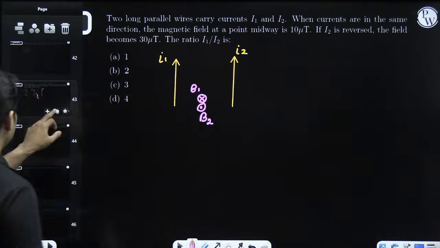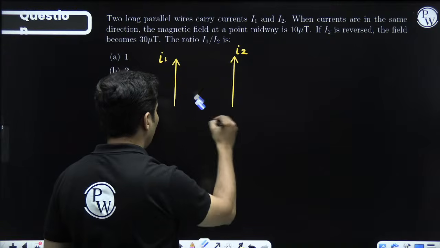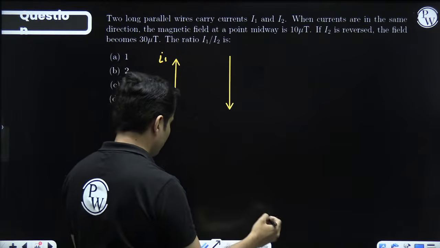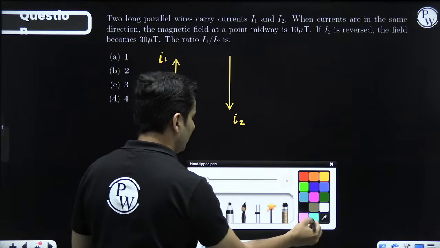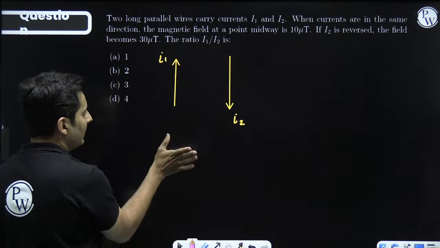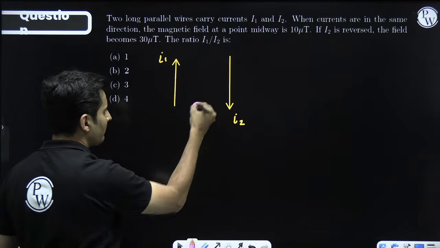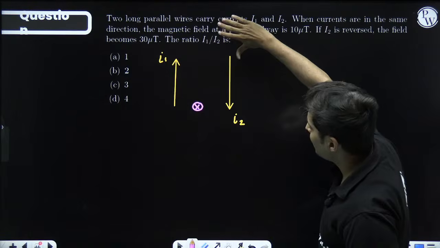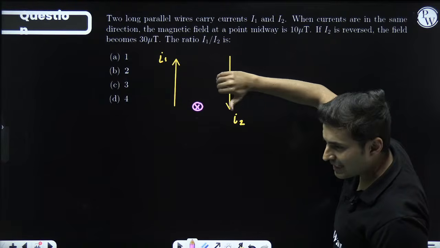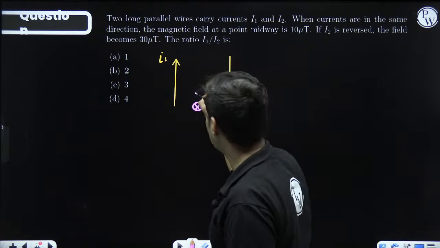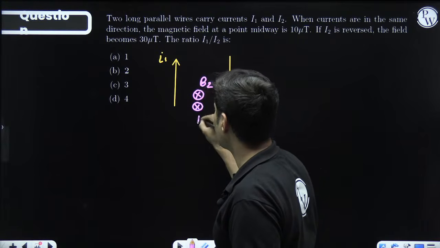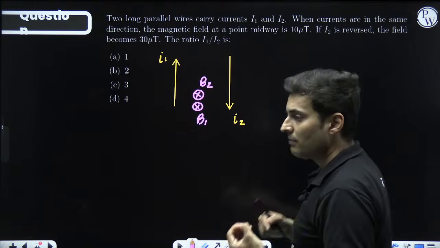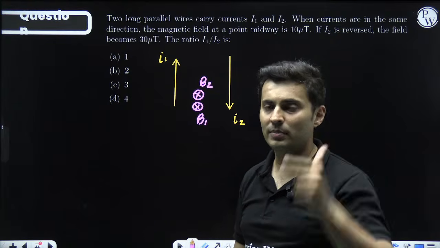But imagine if the currents were in the opposite direction, something like this, then due to this particular current, the magnetic field is still going to be inside. Hold the thumb in the direction of the current, the fingers are going inside. But for this current, hold the thumb like this, you will see the fingers are still going inside. So both the times the magnetic fields B1 and B2 are inside, so they will end up adding. That's why you are seeing probably higher magnetic field. It all starts to make sense.